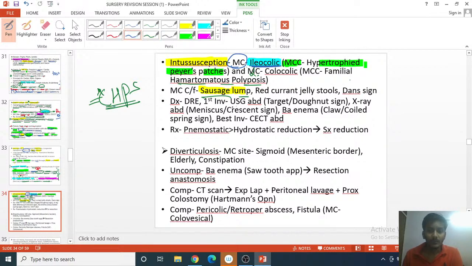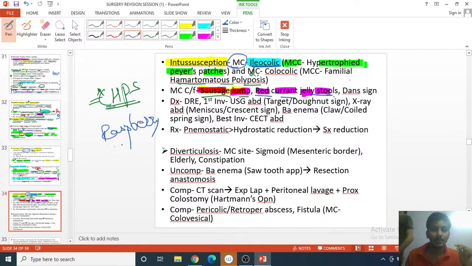Then a sausage-shaped lump is seen. The second feature is your red currant jelly stools. Okay, please remember. So what was the first? On palpation, a sausage-shaped lump. What is the second feature? Red currant jelly stools. Raspberry stools can also be said for these. Raspberry stools or red currant jelly stools is how it would be described.